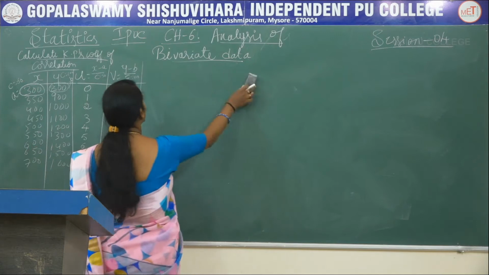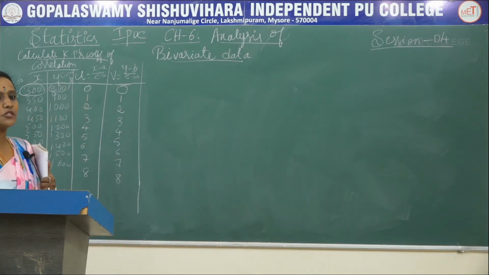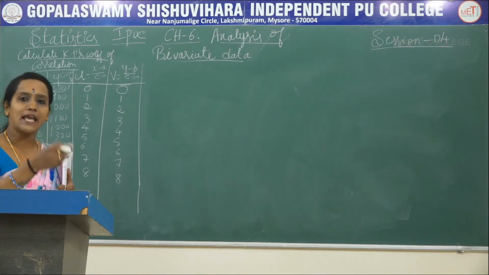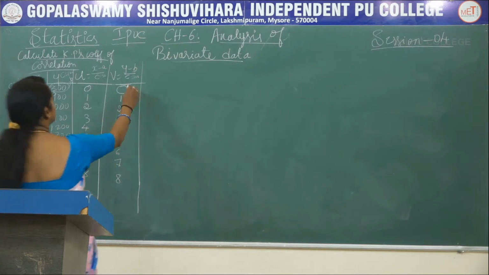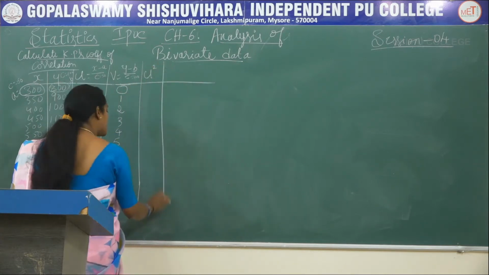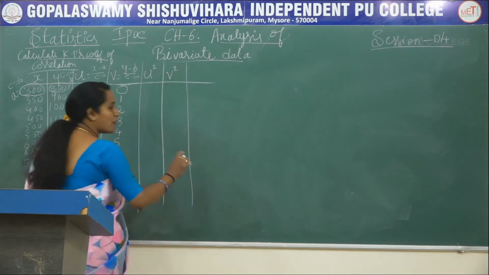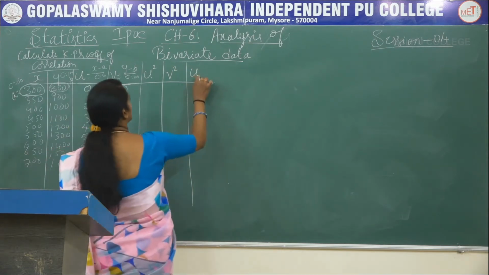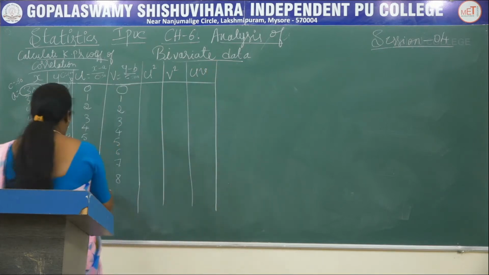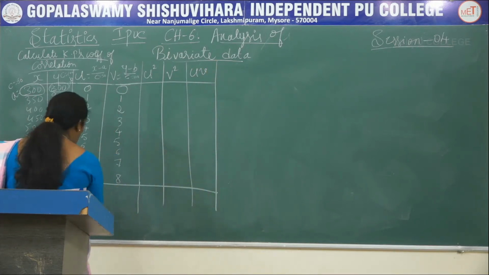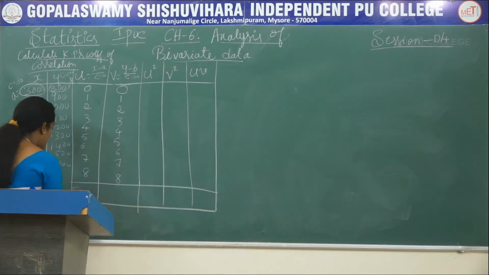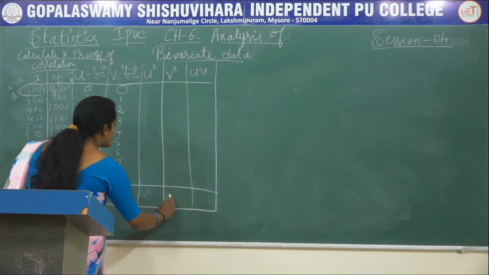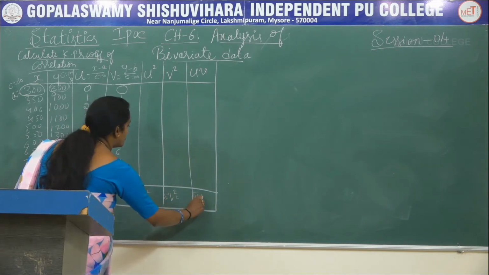After taking the deviation, the next procedure will be the same. Instead of taking x square and y square, we will take u square and v square. See, this is u square, and you have to take v square. Instead of the product x into y, we will take u into v. Now you have to take the summations of these values, that is summation u, summation v, summation of u square, summation of v square, summation of uv.